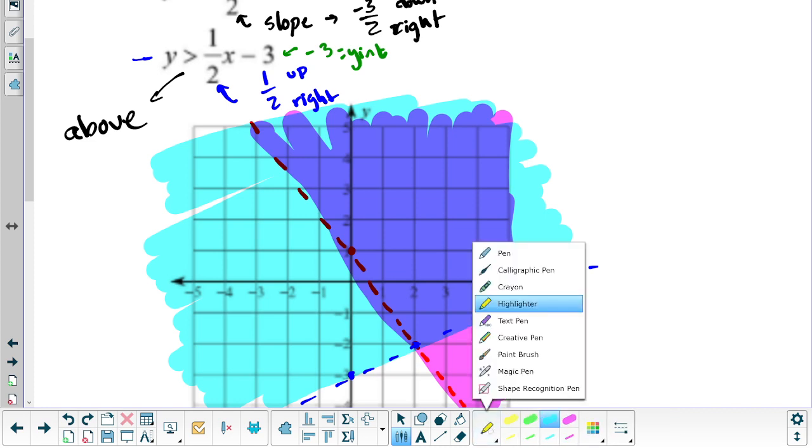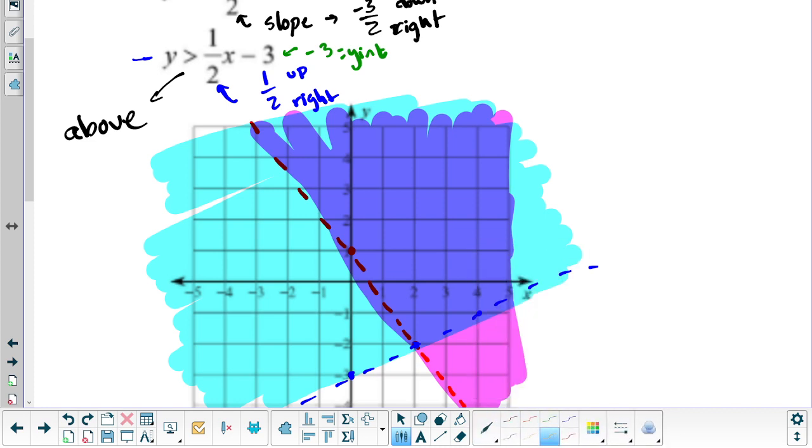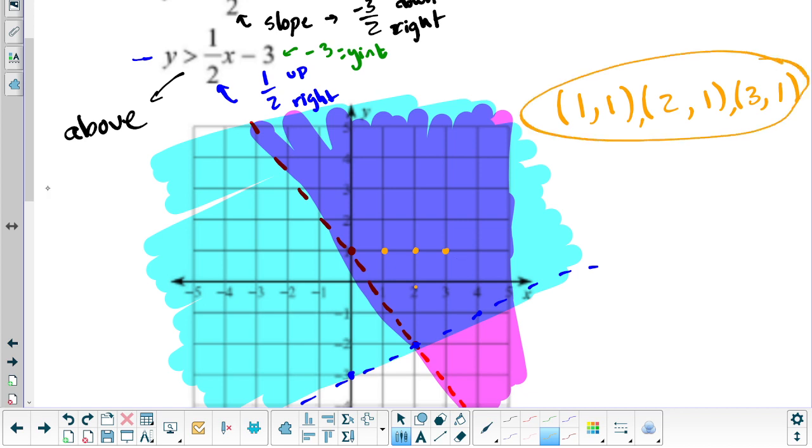And so to find 3 points, I just pick 3 nice points that are in it. I like this one, and this one, which are (1, 1), (2, 1), and (3, 1), right? The x value is 1, 2, and 3, and the y value just stays 1. So those are 3 answers that are in this solution set, okay?